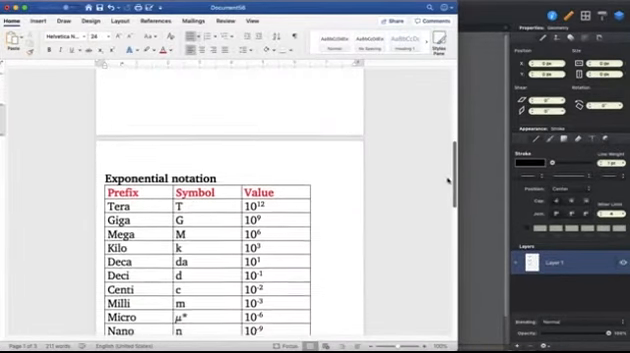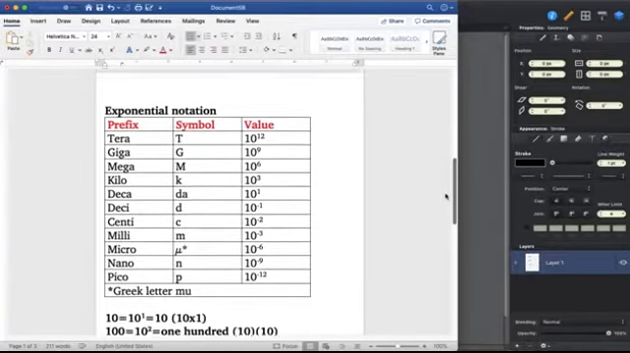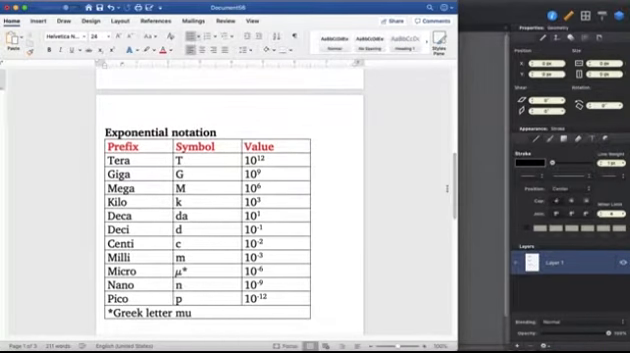Let's show some examples. Exponential notation. Here you go. So we have tera with a symbol T, and the value, as you can see, the base is always 10. So this is 10 to the 12. What does the superscript 12 represent? It represents the number of zeros after the 1. Not the number of zeros after the 10, that would be incorrect. Number of zeros after the 1.